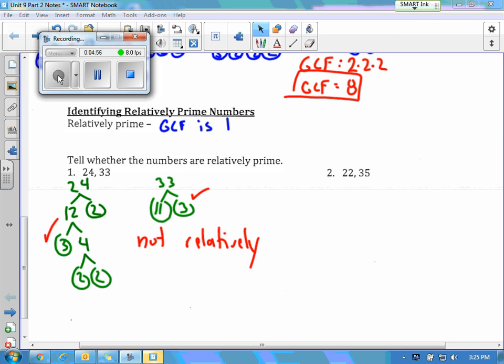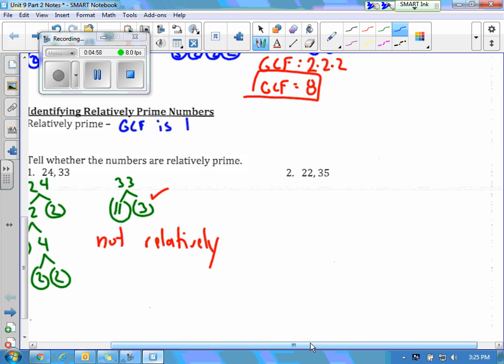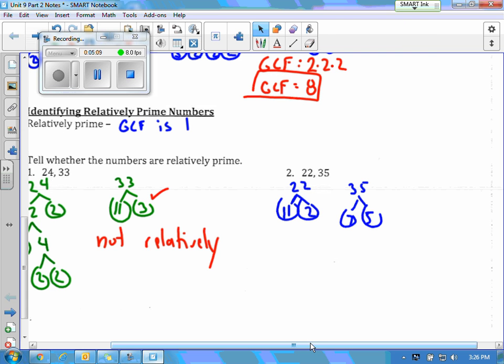Looking at number 2, I'm going to do the same thing. Factor tree for both. So 11 and 2 for 22, for 35, I'm going to do 7, 5. Now, if you look, I don't have anything in common, so yes, these two are relatively prime.